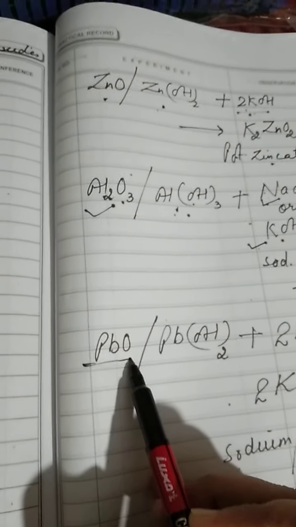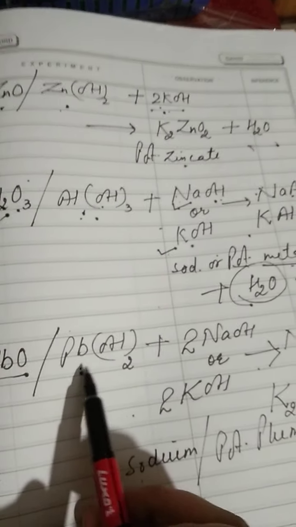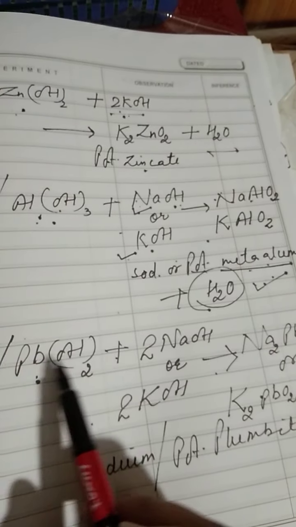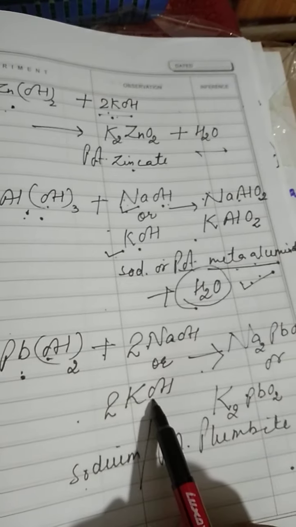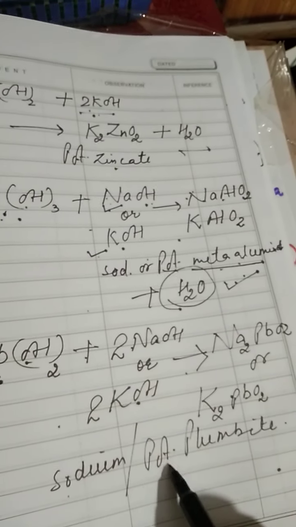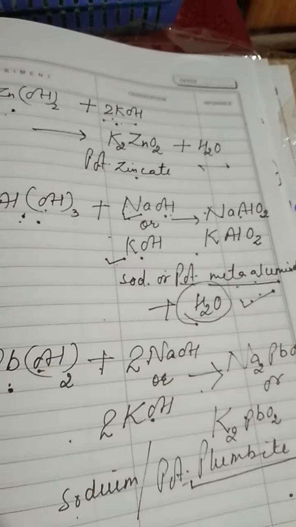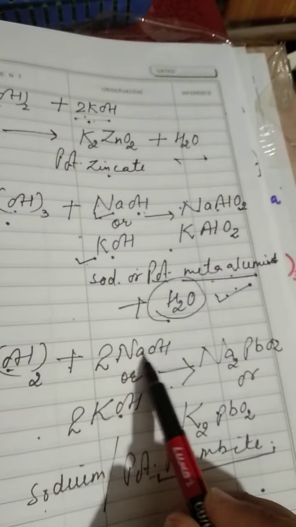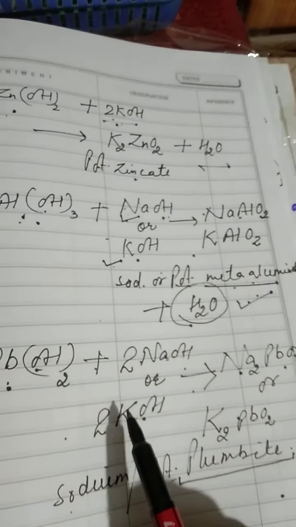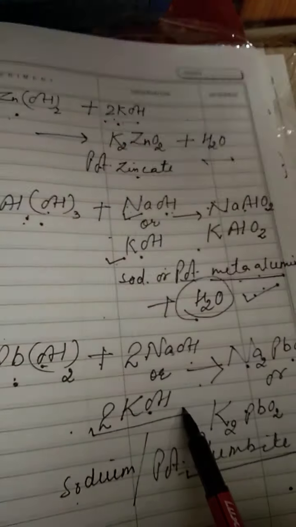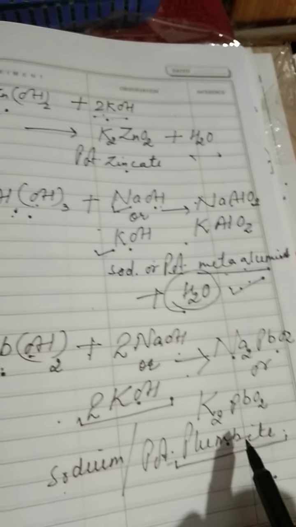Last, the third one we have is either lead oxide or lead hydroxide. When lead oxide or lead hydroxide reacts with either sodium hydroxide or potassium hydroxide, we will have plumbite as the product. If the reaction is with sodium hydroxide, the product will be sodium plumbite. If the reaction is with potassium hydroxide, the product will be potassium plumbite plus water.